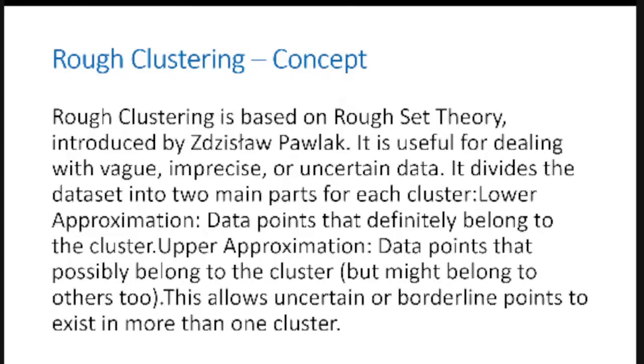upper approximation means that if we put some data points into a cluster, those data points may or may not belong to that cluster. These are the two types of rough clustering: lower approximation and upper approximation. Lower approximation means the data points will surely belong to that cluster. Upper approximation means they may or may not belong to that cluster.